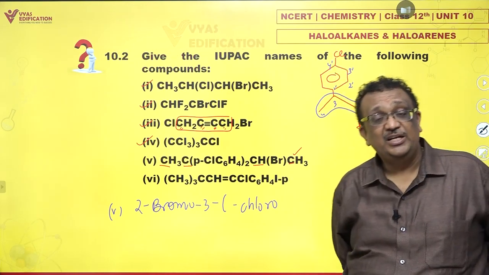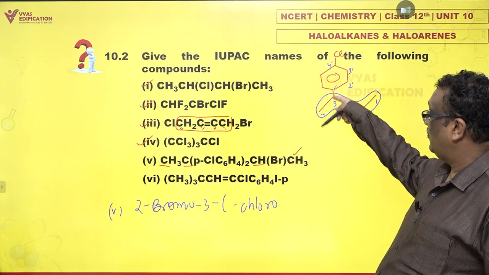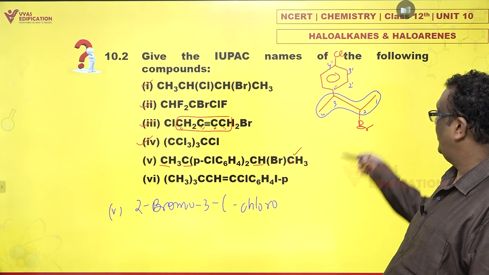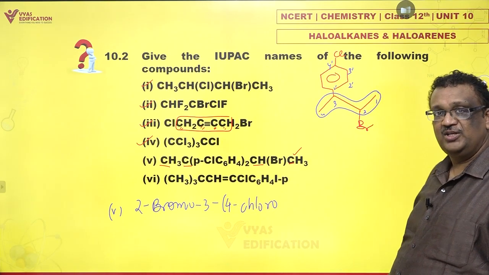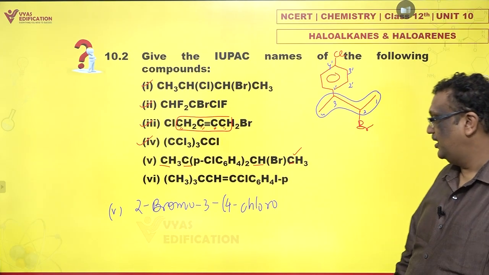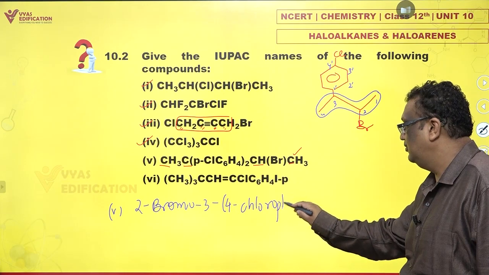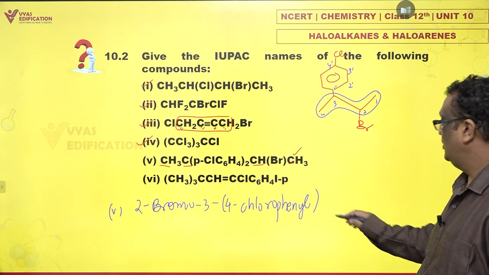If you are numbering on a side chain, use dashes, and whichever carbon is attached to the main chain, that carbon is given 1 dash, right? So it is 4-chloro. Why not dash? Within brackets, you don't have to apply dash. So 2-bromo 3, 4-chloro phenyl or parachlorophenyl, both are okay. Butane.